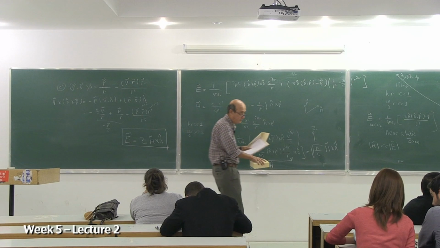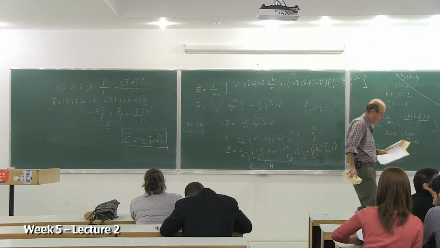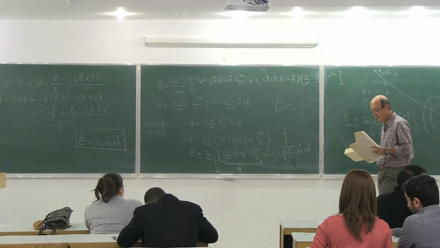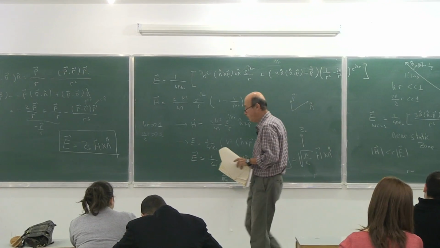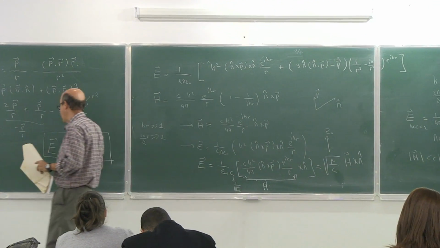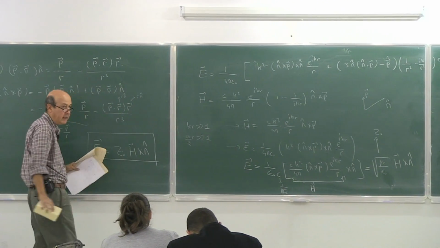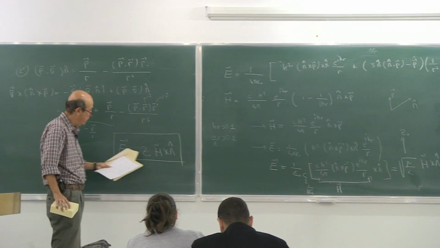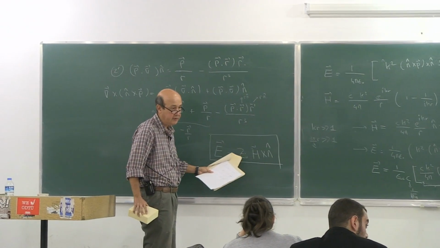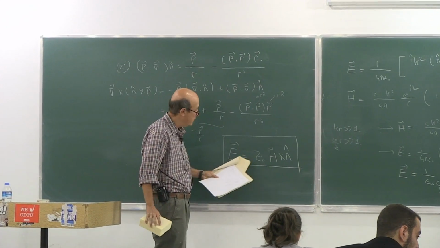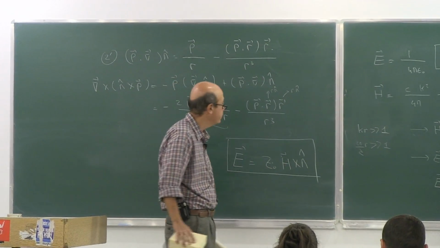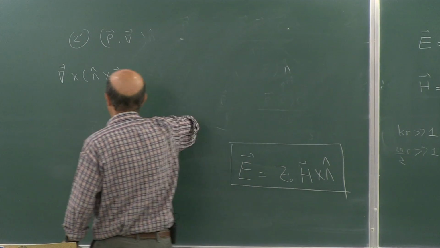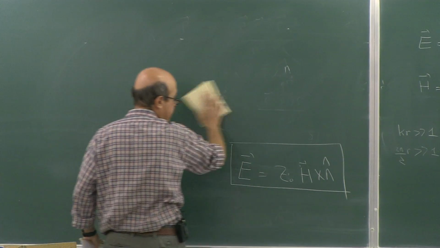Now, let us try to calculate the power emitted per unit solid angle from the electric dipole radiation. But by the way, let me tell you something. This is valid for any kind of radiation in the far field zone: E is equal to Z0 H cross n, and the proportionality constant is, in magnitude, the impedance of space.